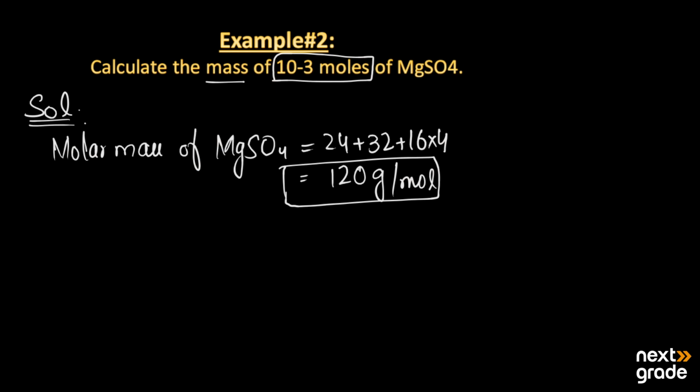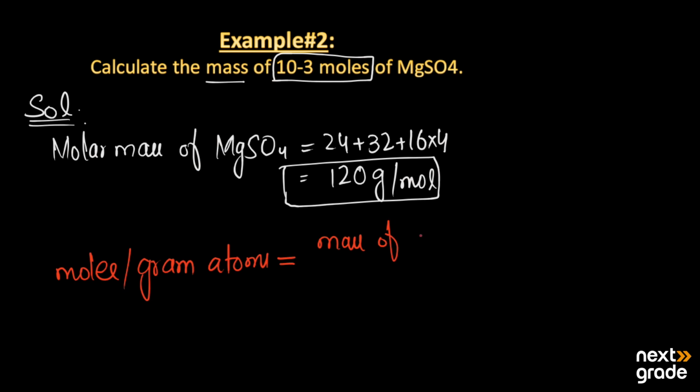Now we have to find the number of gram formula or moles. The formula we will apply is: number of moles, which is 10^-3 moles, or gram atoms, is equal to the mass of substance divided by its molar mass.